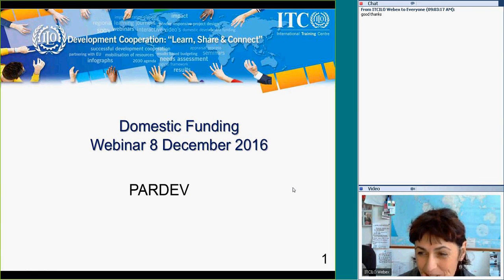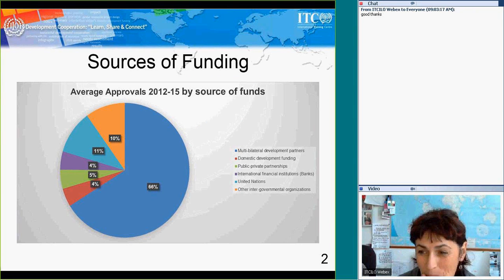So, I'm going to talk about what domestic funding is, basically. To be able to support the 2030 agenda, we need to make sure that the ILO is well-resourced. And as you can tell from the graph, the ILO's current resource base is unbalanced and relies heavily on traditional multi-bi donors. It's a problem because the funding environment is increasingly competitive, while traditional donors are reducing ODA and restricting aid to a more selected group of countries.